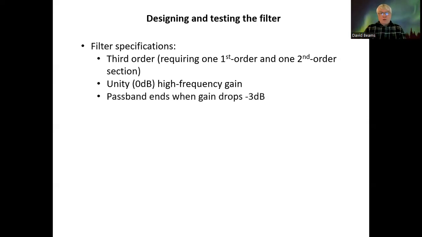The passband will be defined by the end of the passband where the gain drops by -3 decibels. And since this is a high pass filter, the end of the passband will be at the low end of the passband. The passband will extend above this -3 dB frequency. And let's set it at 500 hertz.